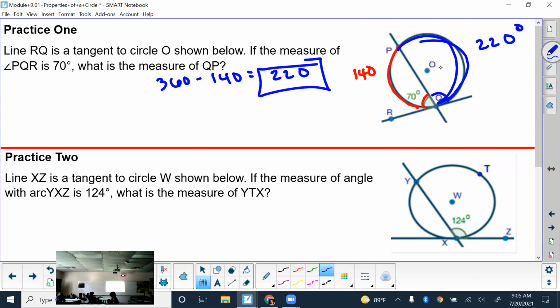What would the angle be? 110. Good. It doesn't ask for it, but it's asking about the arc. It would say angle if it was asking about the angle. But good that you know how to figure it out. Questions at all? All right. So try practice 2 right here. Just try it real quick for a minute.